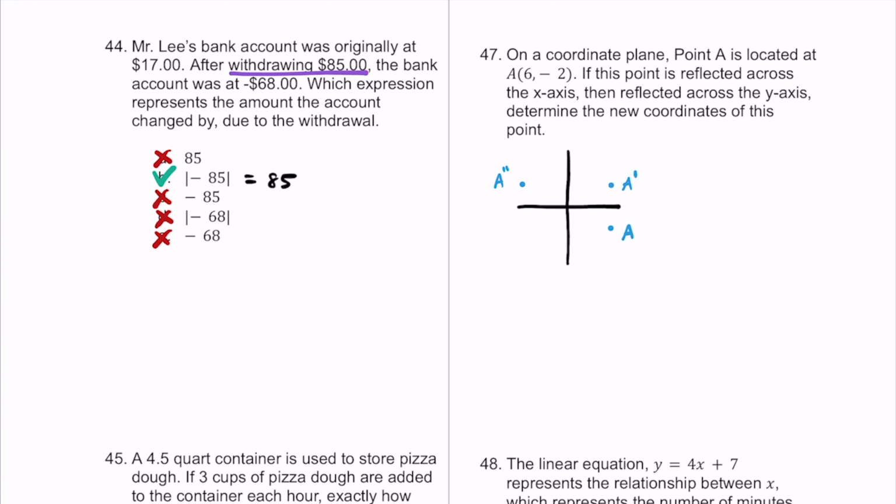Okay, so the original point here we said was going to be 6, -2. If we reflected it up, it's going to be 6 comma positive 2. And if we reflected it to the left side here, this is going to be negative 6 comma positive 2, and that's in quadrant 2. So for the final location, we're going to say A double prime is going to be at negative 6 comma 2, or you can just write those coordinates down for the final location.